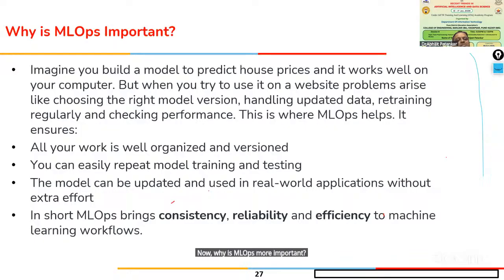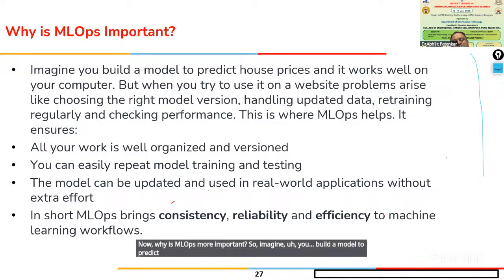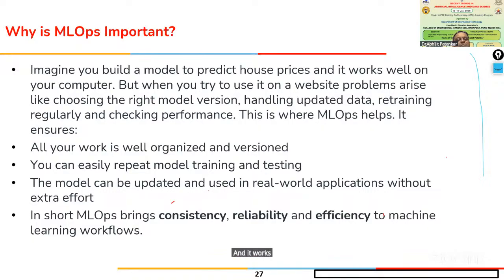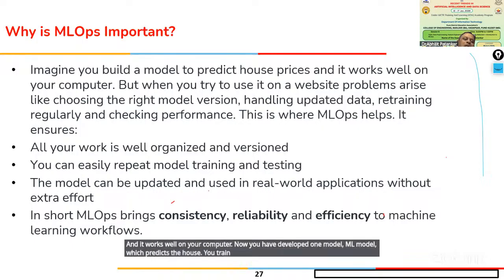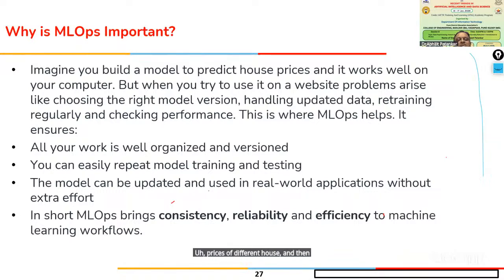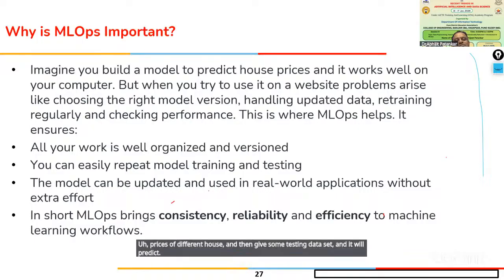So imagine you build a model to predict house price and it works well on your computer. Now you have developed one ML model which predicts the house. So you train your model by giving prices of different houses and then give some testing data set and it will predict. But it works on your system.